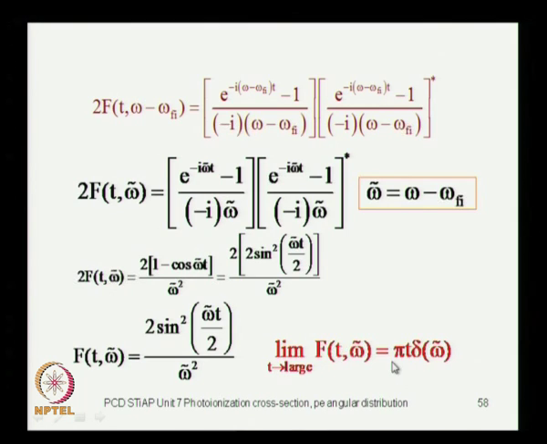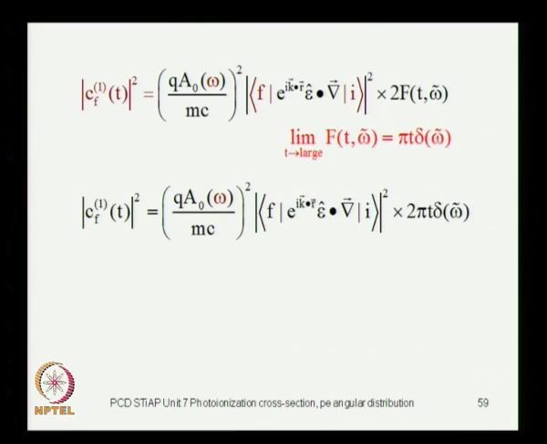So, this is pi t times delta omega. This is the omega tilde, which is actually the difference between the frequency of the radiation field and the energy difference divided by h cross between the two levels. So, this is now the square of the coefficient, modulus square of the coefficient.